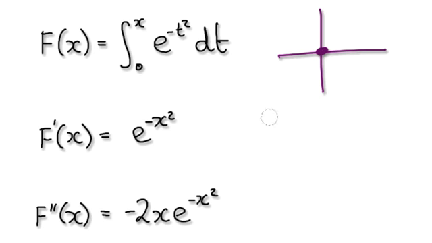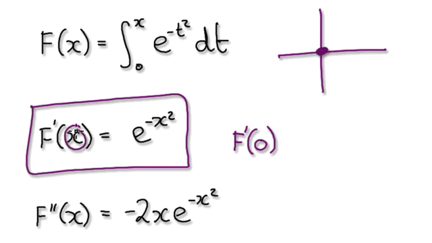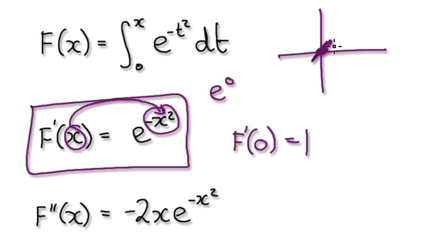And now looking at this here, let's try and figure out f prime of 0. When you put 0 into here, this whole thing will be e to the power of 0. e to the power of 0 is 1. So we now know that the gradient of this function must be 1 at the origin. So we know that the tangent there will have a gradient of 1.